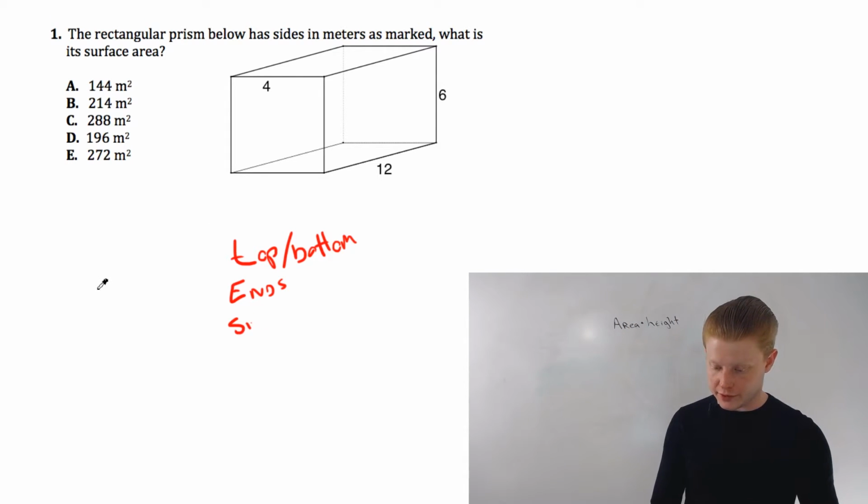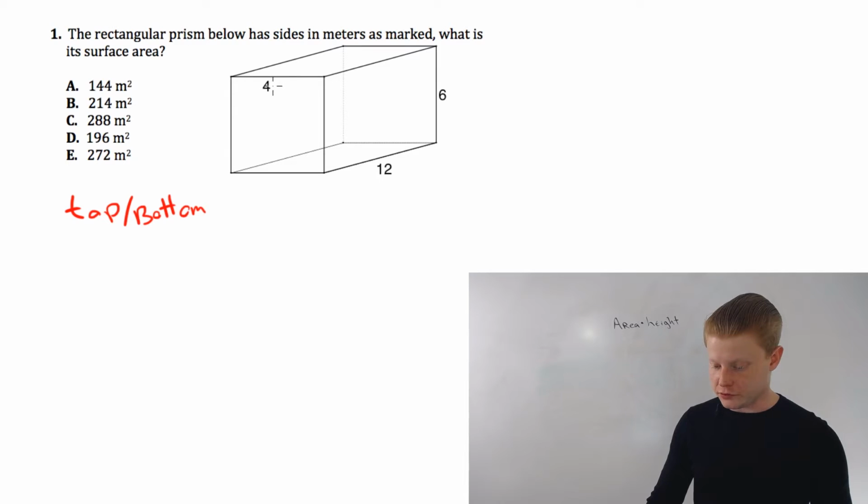So let's start at the beginning. Okay, so this side is 4. This side is 12, right? 12, 4. So that's going to be 48. 12 times 4 is 48, times 2 is 96. All right, 1 pair of sides done, 2 left.